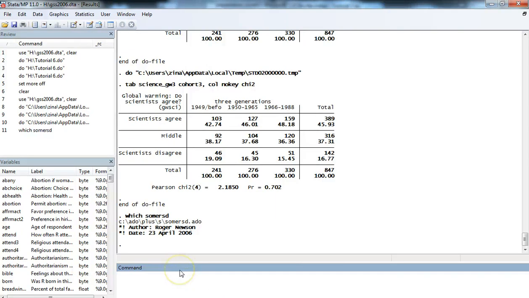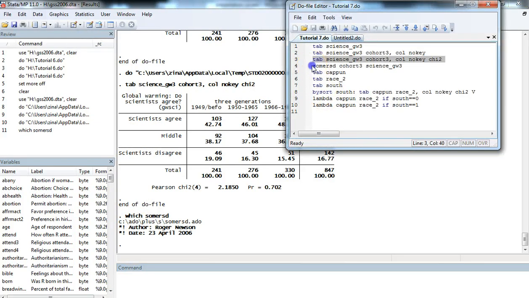If Somers' D is not installed, return to Chapter 1 and follow the download and installation instructions. So we run the command, the Somers' D command: somersd cohort, which is the independent variable, followed by the dependent variable, science_gw3.